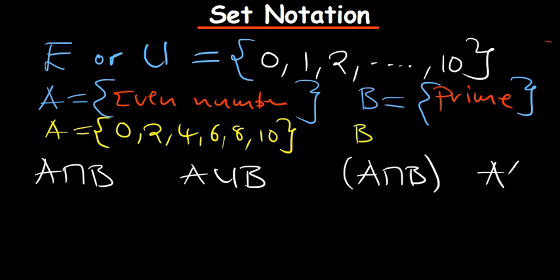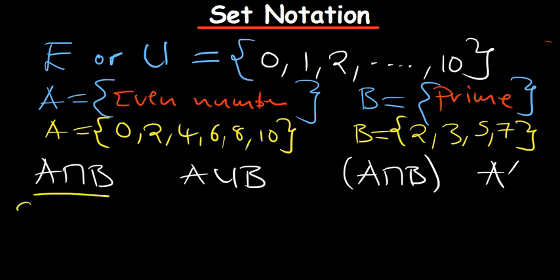For B, which is containing the prime numbers, numbers that are greater than 1 and divisible by 1 and itself, 2 is a prime number, 3, 5, 7, what else? 8, no, 9, no, 10, no. So 7 is the biggest prime number. So if you are going to be asked to find the intersection, what are the common elements between the two sets? I can see 2 is the only common element. 2 is the only even number which is a prime number.